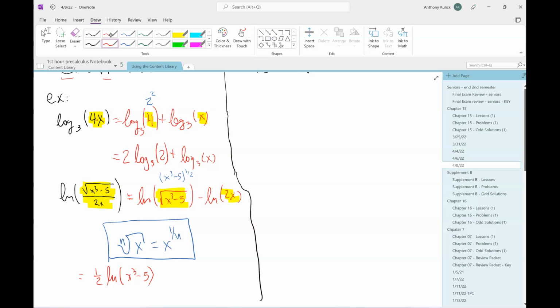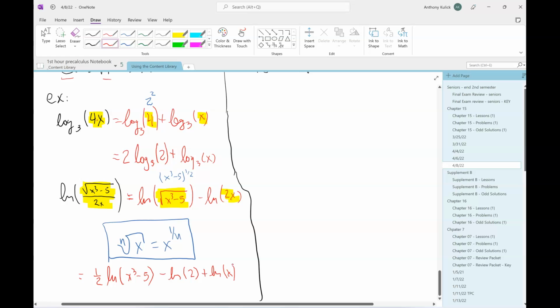Okay, let's go ahead and look at the 2x here. Quotient property. Now, product property. Yes. What's being multiplied? The 2 and the x. I'm looking at the 2x on the first line. So 2 times x, right? So I'm going to write that as natural log 2 plus natural log x. Did I do that correctly?